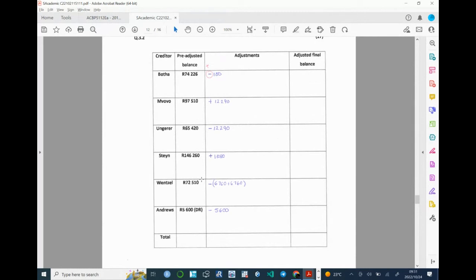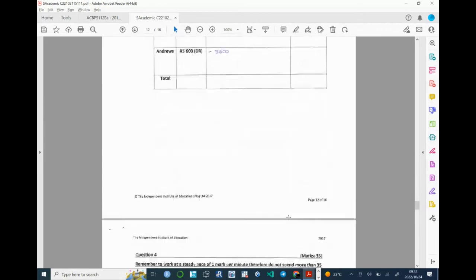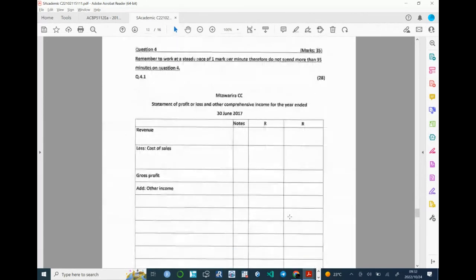Okay, so and then they were adding, and then you get your new adjusted total. Okay, the total you get here must be the balance. Let me do this for my online people. The total you get here should be equal to the balance that you get on your creditors control. Okay, right. And that was question 3.